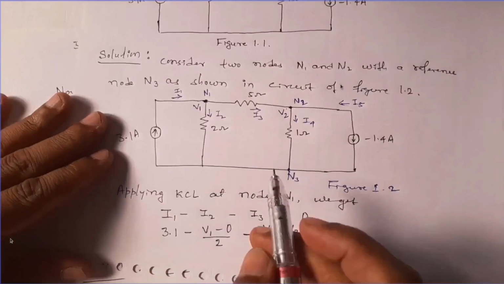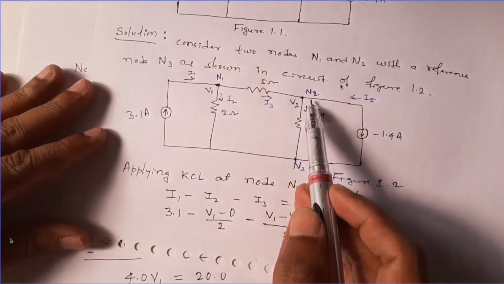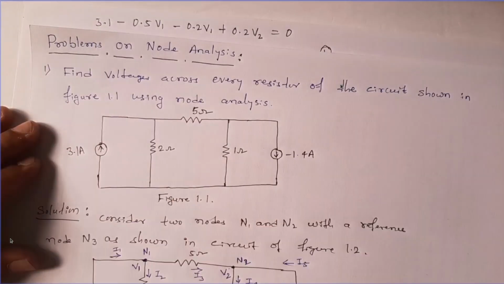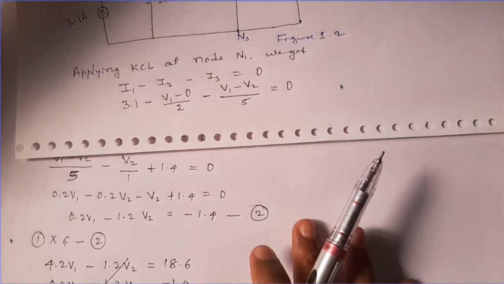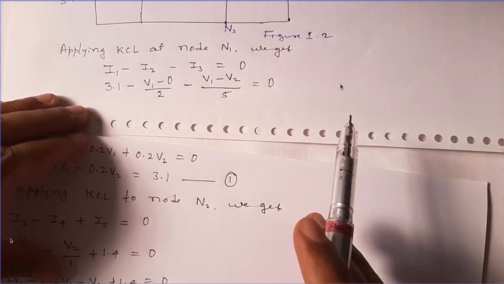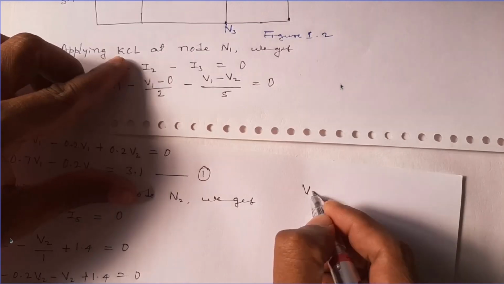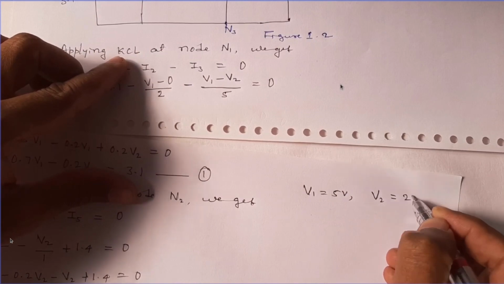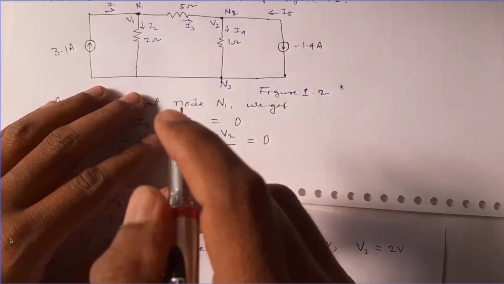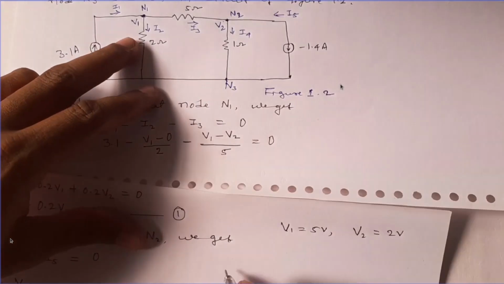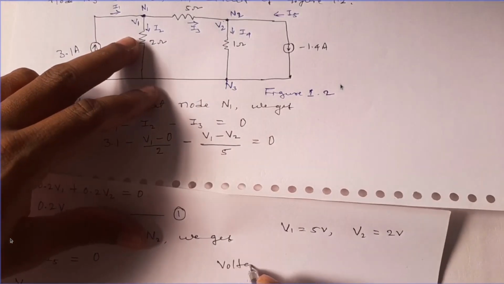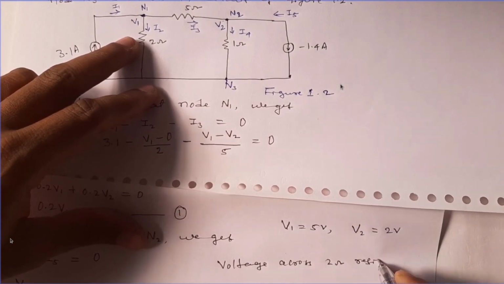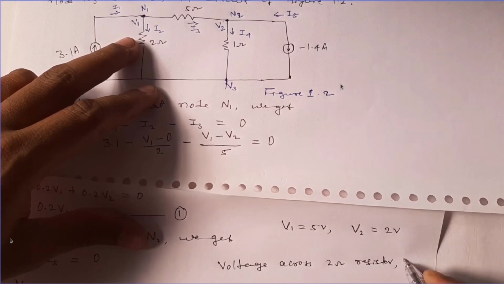Dear students, if you see our circuit, this is the circuit that we have considered. We found V1, we found V2. So what are we supposed to find? We are supposed to find the voltage across every resistor. Here, we know V1 is equal to 5 volts and V2 is equal to 2 volts. Now if I want to find the voltage across the 2 ohm resistor, I call it V2 ohm.